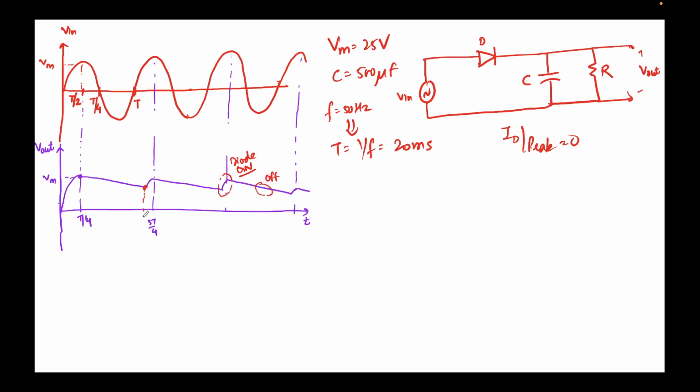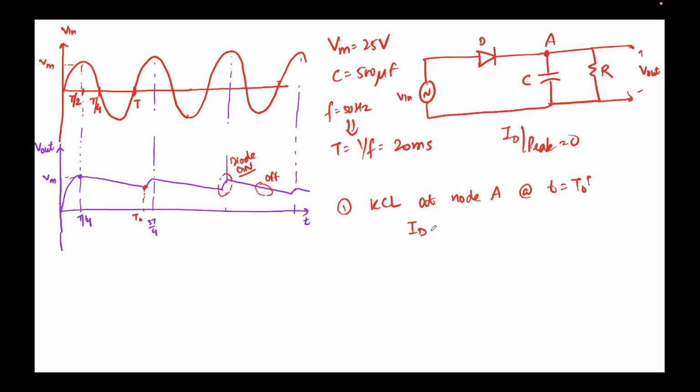So this is the time, and let's say this time is T0. We are required to find ID peak. So I'll write KCL at, let's name this node A, KCL at node A at time t equal to T0 plus. So just after T0, what's happening? We want to see that. Just after T0, the diode will start conducting.